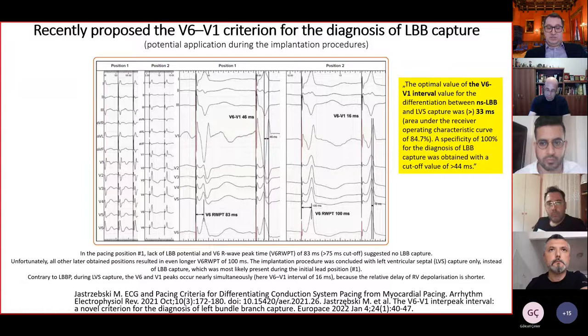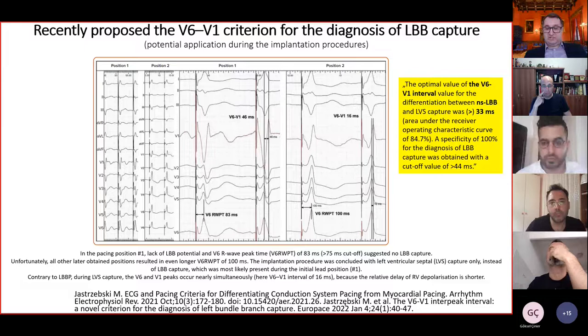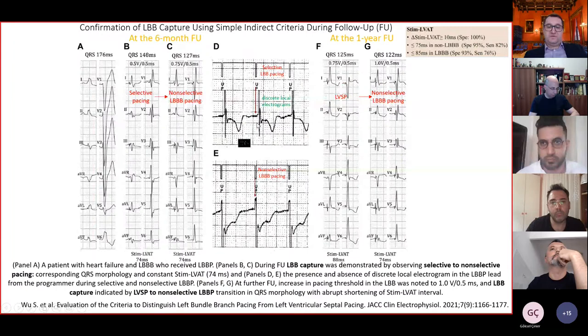For example, here is shown a patient in whom, in pacing position number one, there was a lack of left bundle branch potential and the V6 R wave peak time was 83 milliseconds. So it is over the 75 milliseconds cutoff, which suggests no left bundle branch capture. So the operator looked for other positions, which resulted in an even longer V6 R wave peak time of 100 milliseconds. And the implantation procedure was concluded with left ventricular septal capture only instead of left bundle branch capture, which was most likely present during the initial lead position number one. So this interval was at the beginning 46 milliseconds.